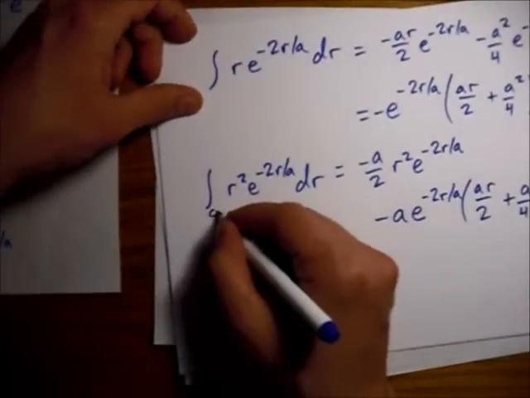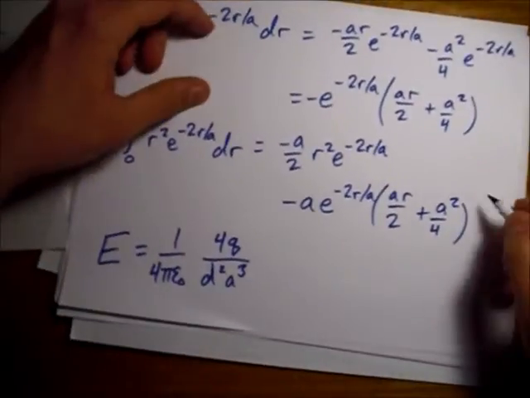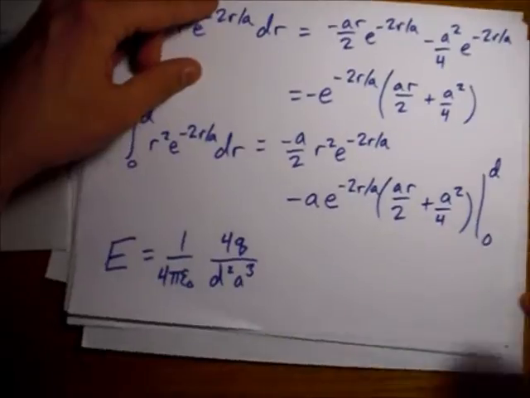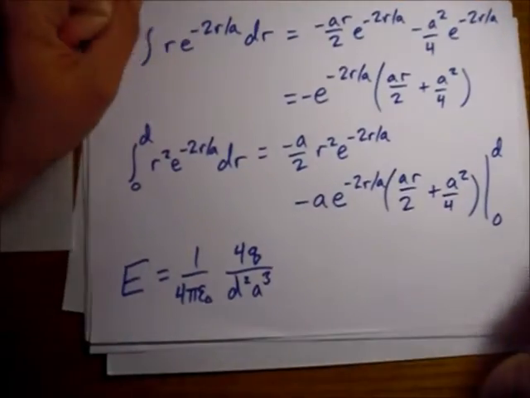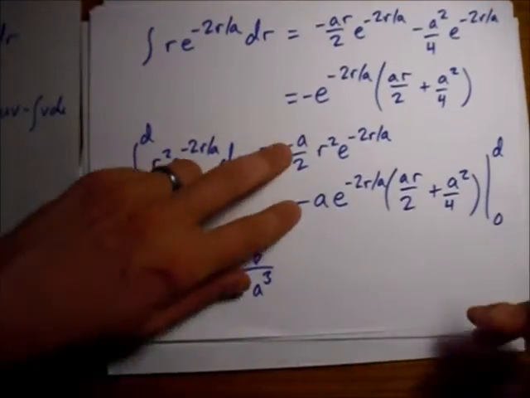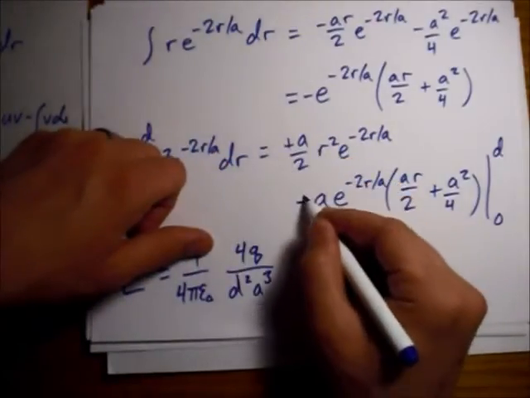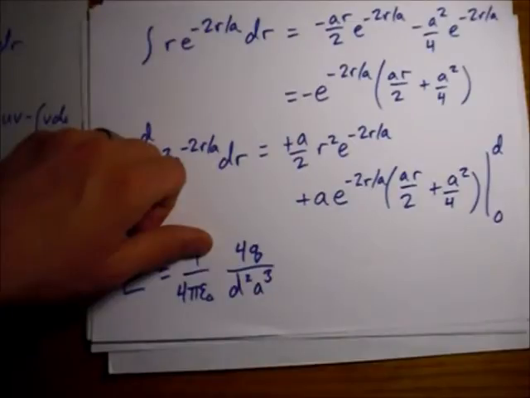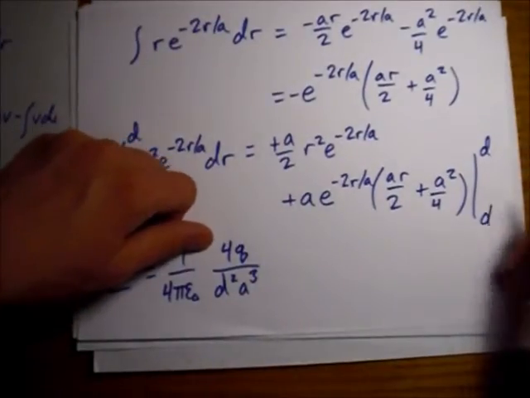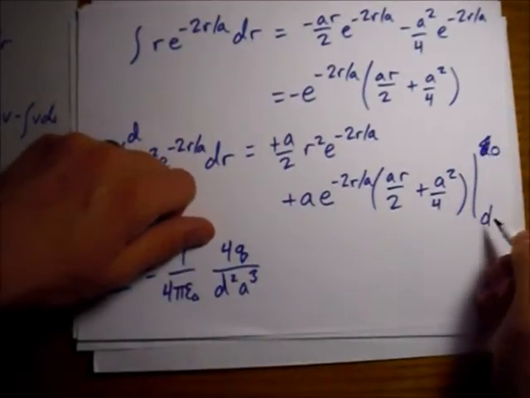Let me write that in right here so I don't have to write it all out a bunch of times. We have a couple minus signs here, so what I'm going to do is call this a plus and a plus, okay? And then I will go from d to 0.